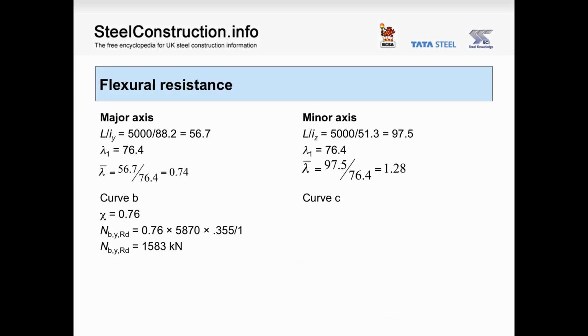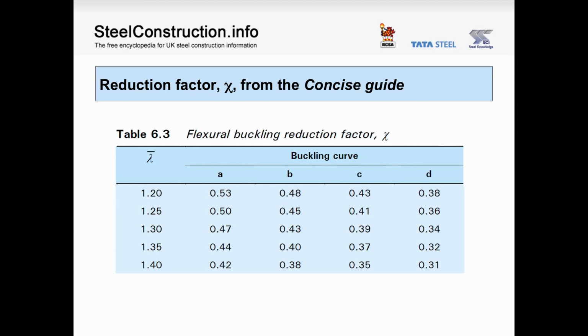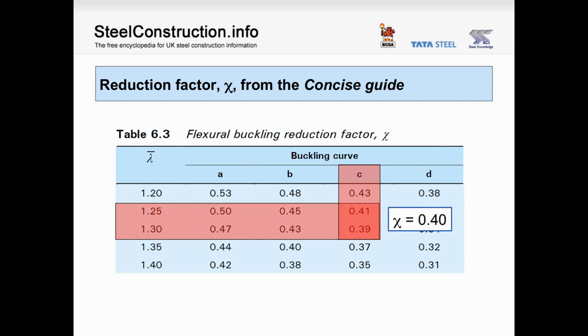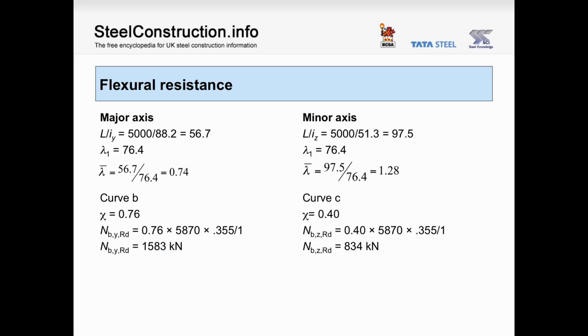So with the value of lambda bar as 1.28 and curve C, we can use a convenient lookup table, in this case taken again from the concise guide. With a little bit of interpolation, we can extract chi as 0.4. So the resistance then in the minor axis, chi times area times yield divided by gamma M1, and the resistance is 834 kilonewtons.